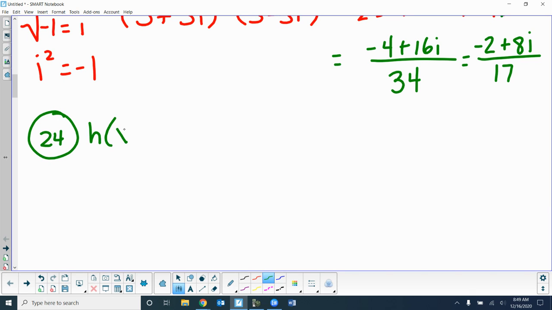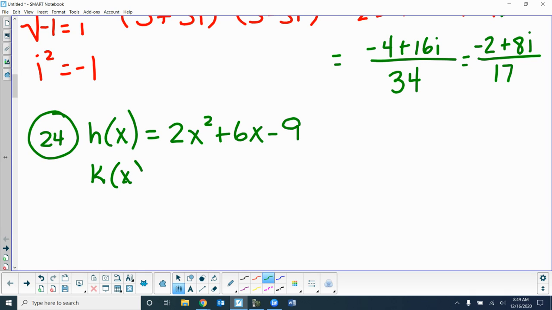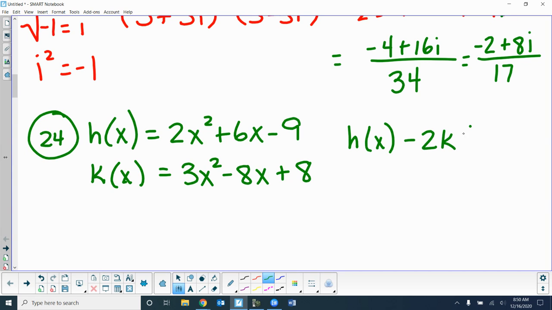Tells you what h is. 2x squared plus 6x minus 9. It's a quadratic trinomial, right? And k was 3x squared minus 8x plus 8. So it says find h of x minus 2k of x.